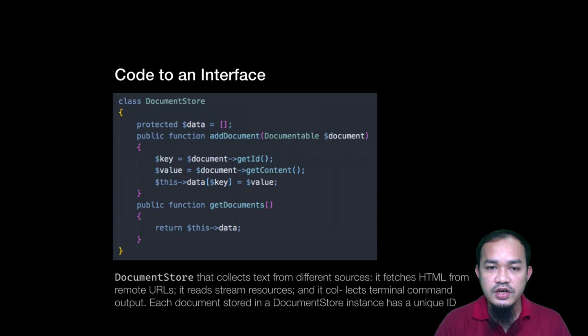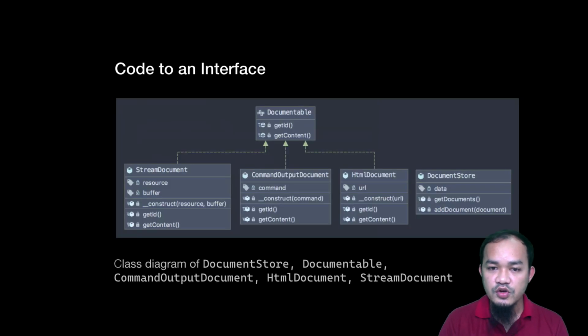We have two functions here: add document and get document. We add a document by using getID and getContent, and if you want to display the document, we get the document and return the value. It can be used for three types. For example, if we have a stream document, a command line output document and an HTML document, all three of these can be used with the document store, as a DocumentTable.